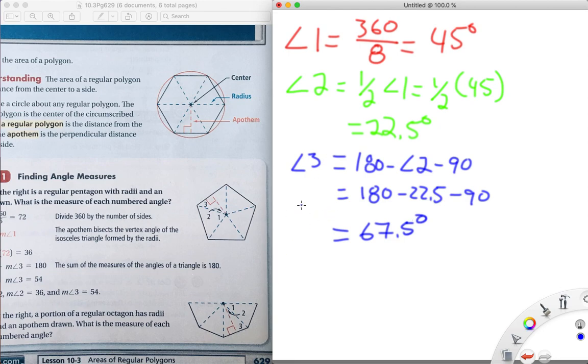It all stems from knowing that I have a regular octagon, which means I have 8 sides, or 8 triangles, or 8 central angles. Initially, to get angle 1, I divided 360 by 8, which gave me 45. I know that the apothem cuts angle 1 in half, so angle 2 is half of angle 1, so 45 divided by 2 gives me 22.5. And then I know that angle 2 plus angle 3 plus the 90 degrees gives me 180, which is the measurement of a triangle. So I subtract angle 2 and 90 from 180, which gives me angle 3, which is 67.5.